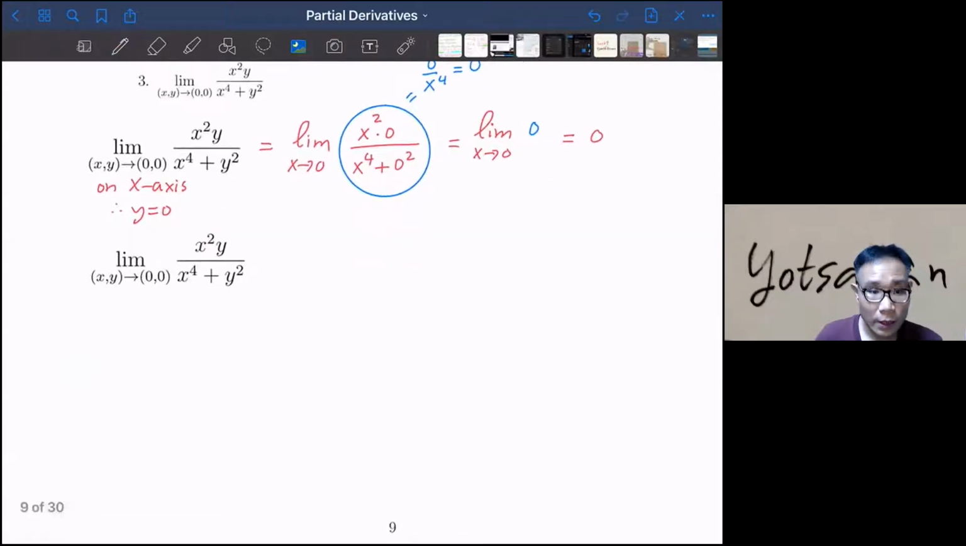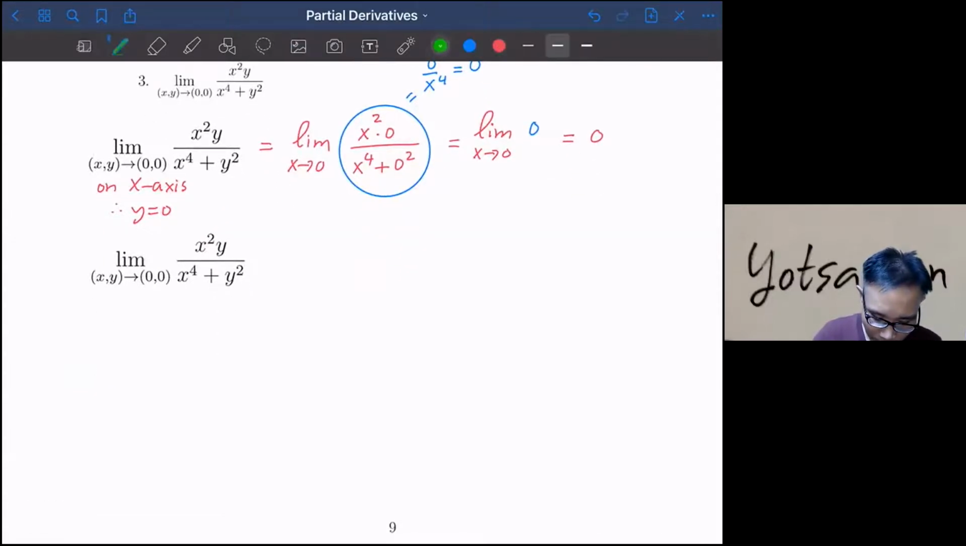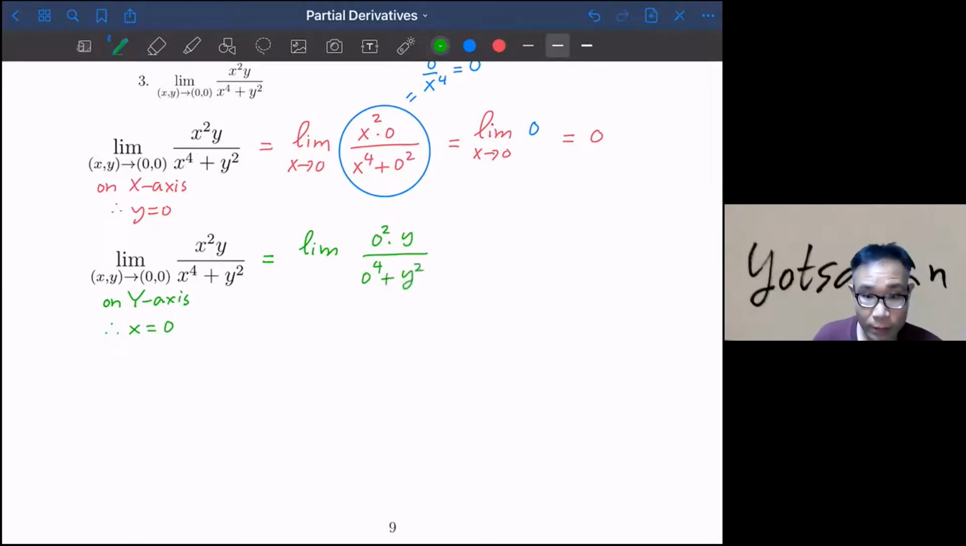So for another one, let's try the y-axis. On the y-axis you have x equal to 0. So this one will become the limit as y goes to 0, with x equal to 0. So you get 0 squared times y over 0 to the 4th plus y squared, and y goes to 0.